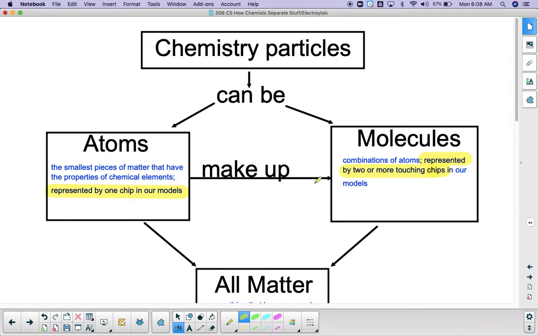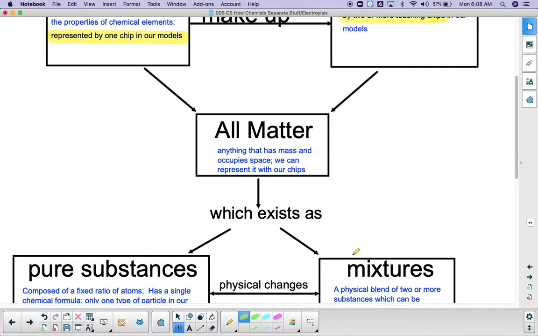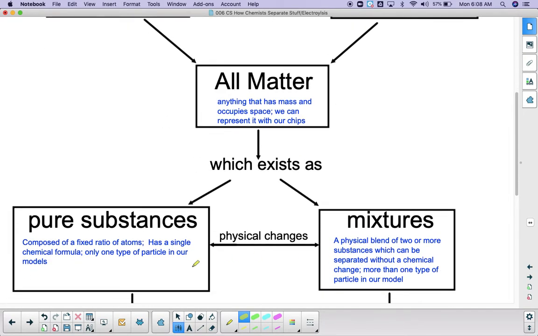So atoms make up molecules, and between atoms and molecules, we have all matter in the universe. Anything that has mass and occupies space, or anything that we can represent with our chips. Matter exists as one of 2 things. A pure substance. The key feature of a pure substance is that it has a single chemical formula to describe it. Only one type of particle will show up in our model if we're working with a pure substance. Via physical changes, which you will see some today, you can turn pure substances into mixtures, and you can turn mixtures back into pure substances.